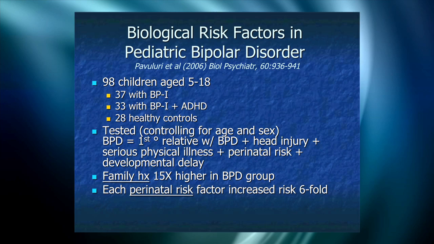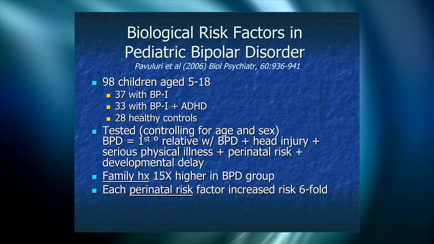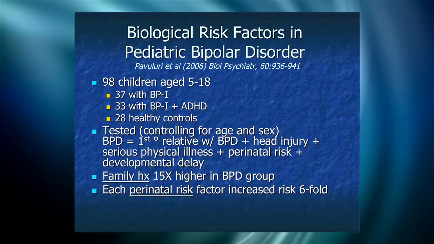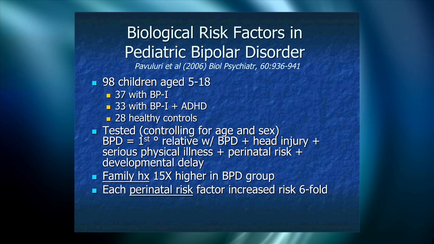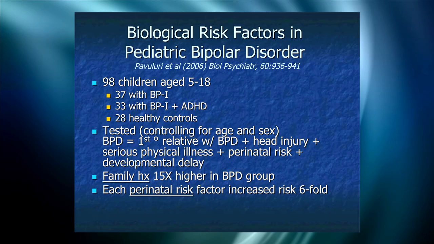Is bipolar disorder predicted by a first degree relative with bipolar disorder, head injury, serious physical illness, perinatal risk, and developmental delay? So, you know, they're laying out the equation. What they found was that family history was 15 times higher in the bipolar group, but each perinatal risk factor increased risk sixfold. So all of those insults matter, as we do our really careful intakes and look at the prenatal history, the labor and delivery, those early childhood markers.